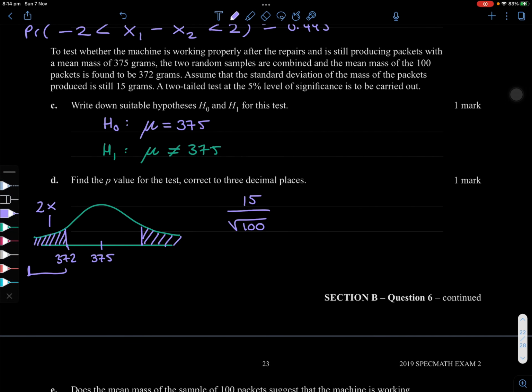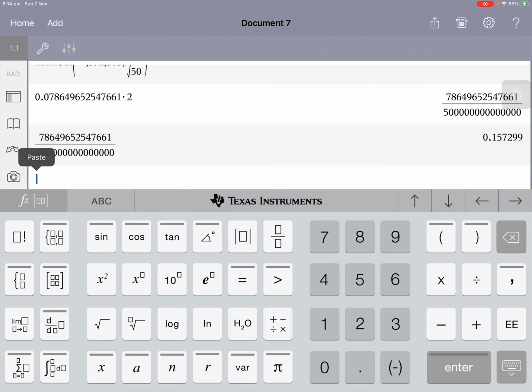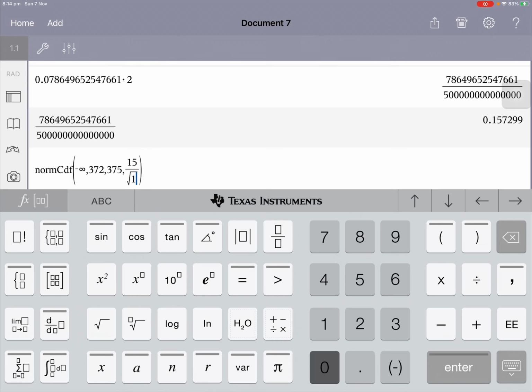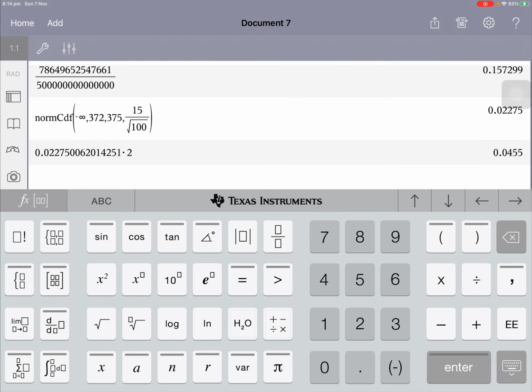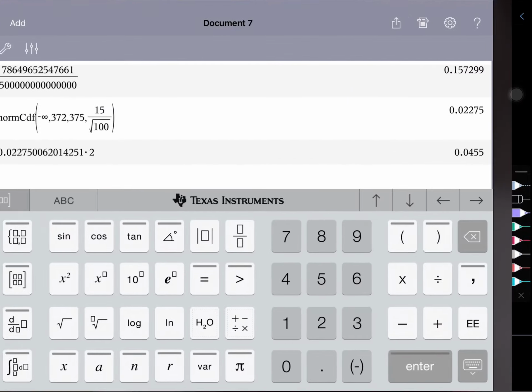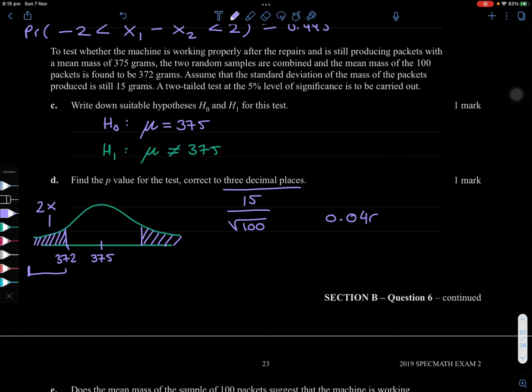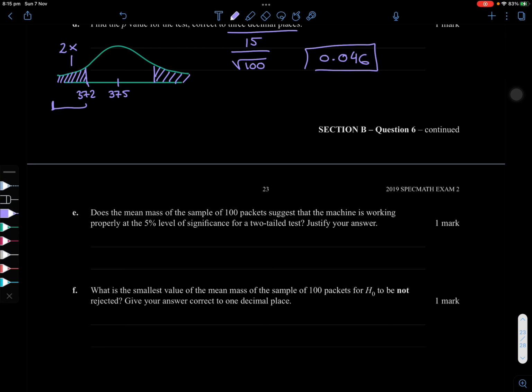Yeah. I knew that was sus because, like, it's just 5% level of significance. There's no way this is going to be that much higher than it. Like, it's already high enough there. So let's copy this back down. And this is 100. Okay, that makes a bit more sense. And then let's times that by 2 because it's two-tailed. And that gives us 0.045. Okay, so that's good. And it says 3 decimal places, so we can say that it's 0.046. So that's our p-value. Okay?